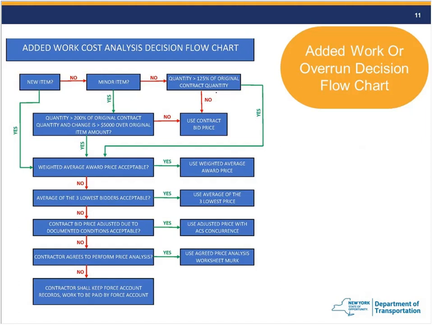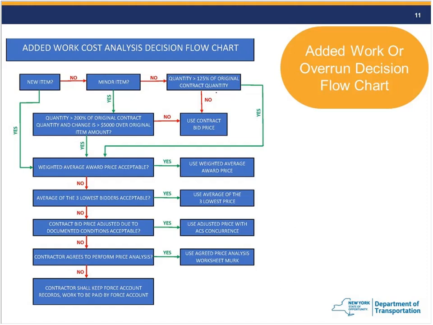Is it a new item? So if yes, it's a new item, you follow that green line down and you're starting at the place of renegotiating or negotiating the item price. If it's not, then you go over, okay, is it a minor item? So we defined what that is. Then you go down to yes, and you see that box, just the things we're talking about. Is it over 200%, and is it over $5,000? And if it's no, it tells you, use the bid price. If it's yes, then you go down to reviewing that price. If it's not a minor item, you see, okay, we go over, is it greater than 125%?